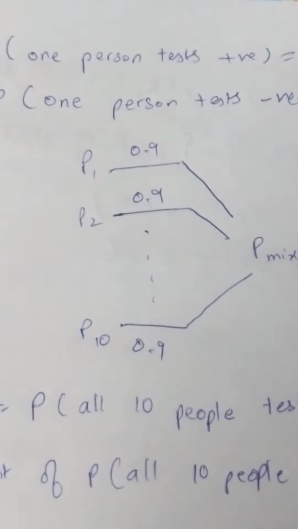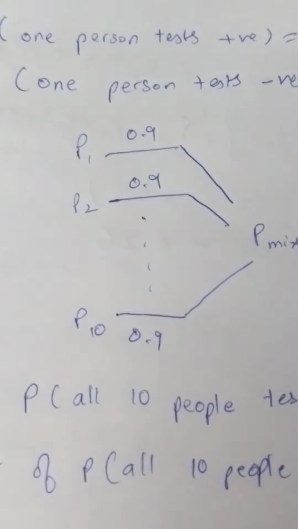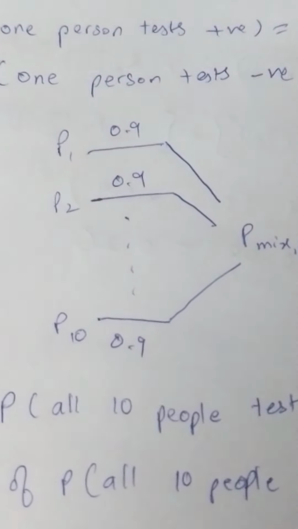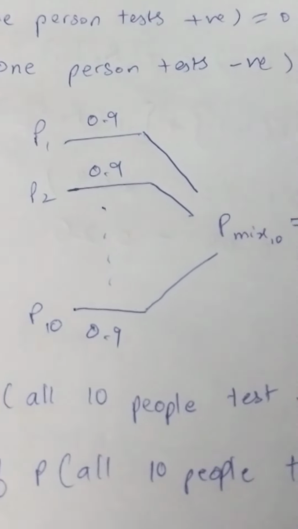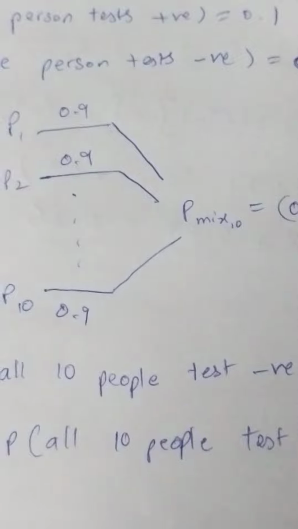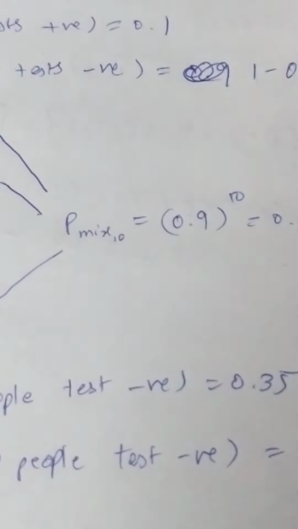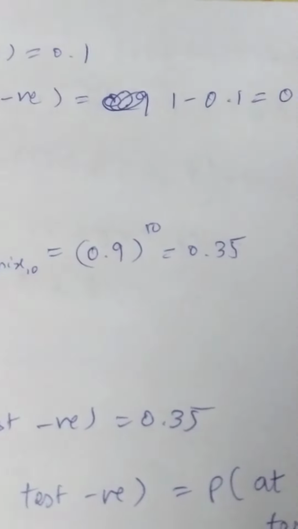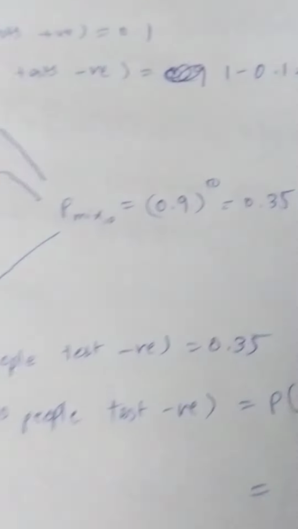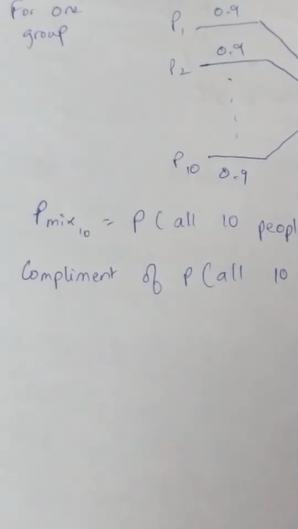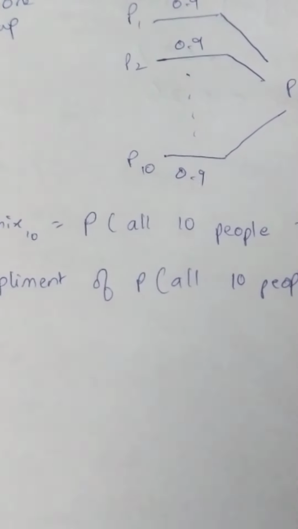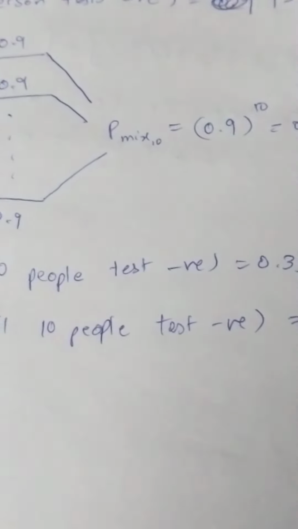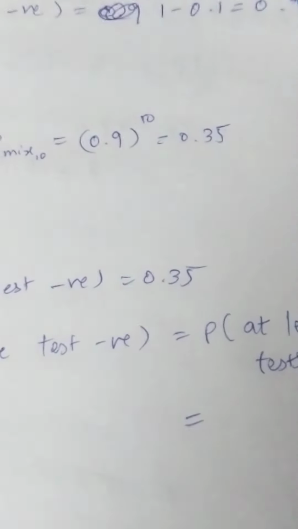So when all 10 people contribute for the mixture, according to the multiplication rule, the probability that a mixture will also test negative is 0.9 raised to the power of 10, which is 0.35. So this is basically that probability of all 10 people contributing to the mixture will test negative, that is 0.35.